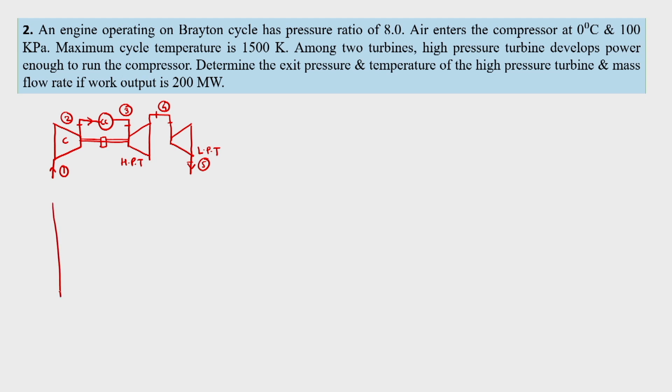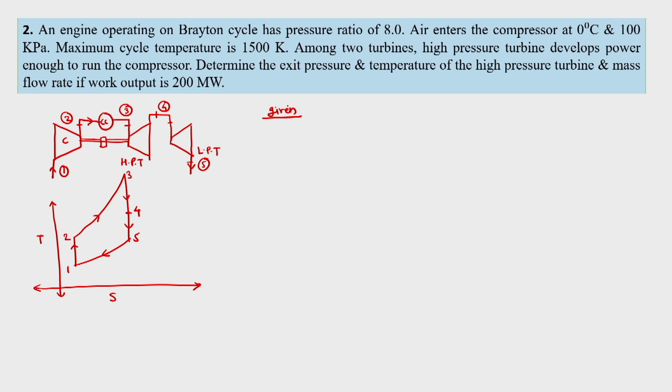So we have the TS diagram for this example as similar: 1 to 2, 2 to 3, but we have an intermediate point 4 and then 5. So let us evaluate for the known things here.